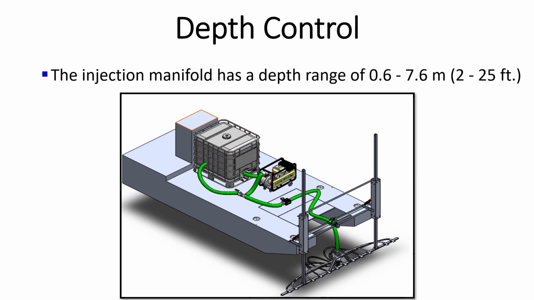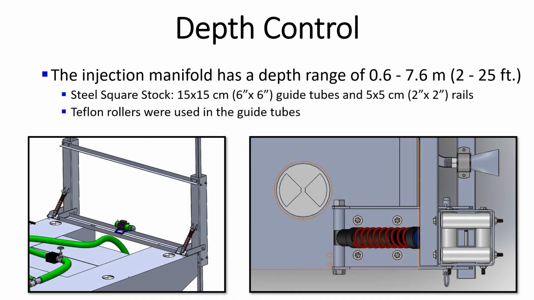So the injection manifold was designed to have a range of 2 to 25 feet. That is to say, using winches, it would be able to be lowered down to a depth of 25 feet if necessary to treat the lower area of a particularly deep pond. We use steel square stock, 6 by 6 inch guide tubes, and 2 by 2 inch rails. So here are our 6 by 6 inch guide tubes and 2 by 2 inch rails, which allow the system to be lowered to 25 feet or so.